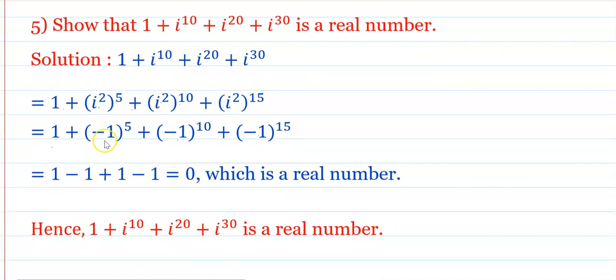Again, (-1) raised to an odd number, hence it is minus 1. (-1) raised to an even number, hence it is plus 1. (-1) raised to an odd number again, hence it is minus 1. And overall, what will happen here? Plus 1 minus 1 get cancelled, and overall you are getting 0. And 0 is a real number, and hence it is proved.